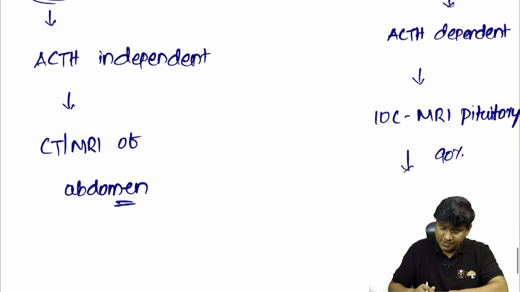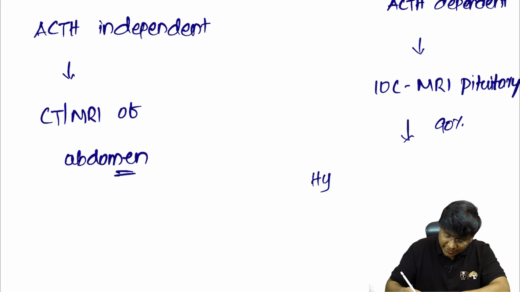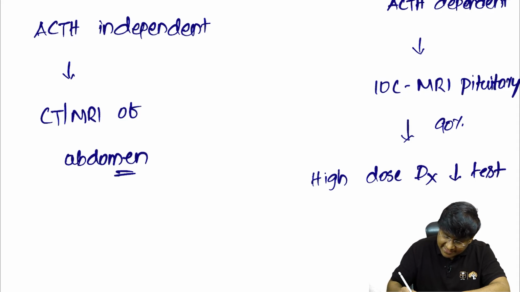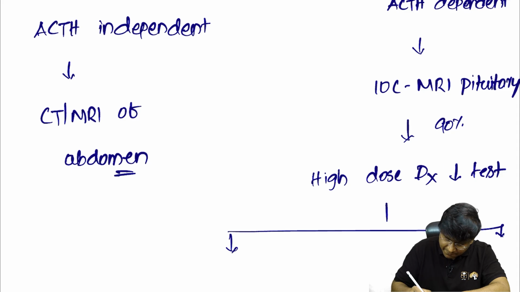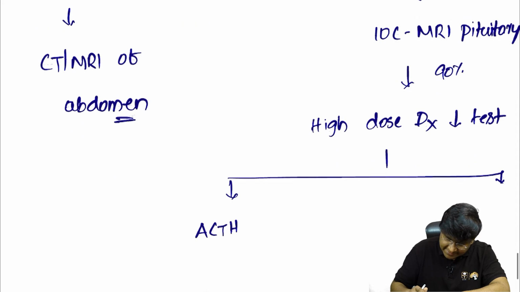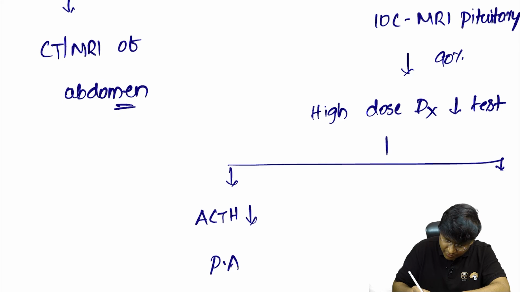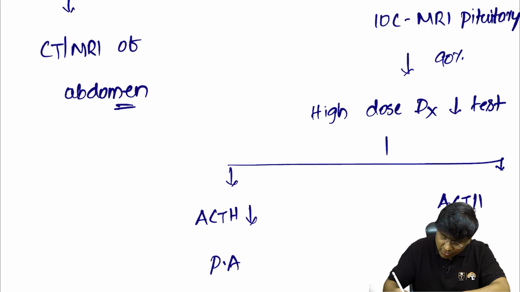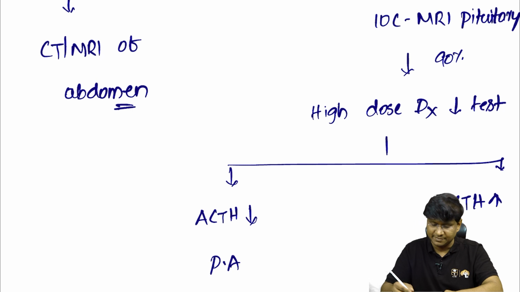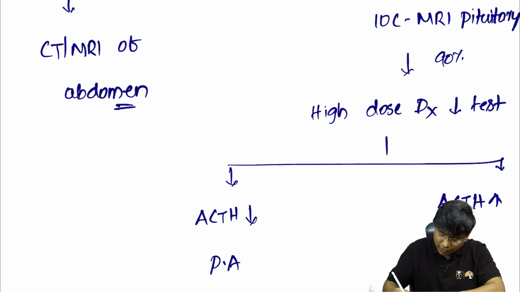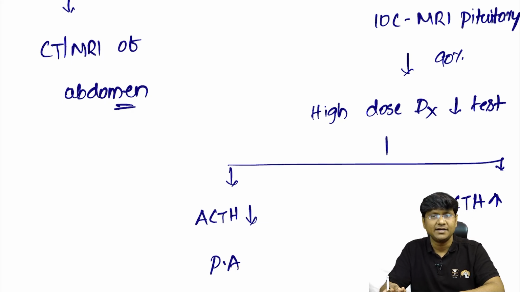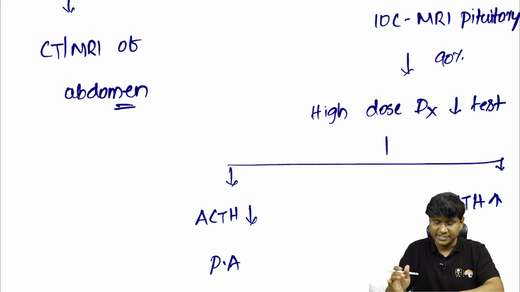So that is the reason why you need to do a high dose dexamethasone suppression test, right? High dose dexamethasone suppression test. Now with this test, if the ACTH levels are reduced, then you need to think of the pituitary adenoma. If the ACTH levels are still on the higher side in spite of giving high dose dexamethasone, then you need to think of the ectopic ACTH producing Cushing's. Either it might be small cell carcinoma, pancreatic and bronchial carcinoid, medullary carcinoma of thyroid, or even the pheochromocytoma, right?